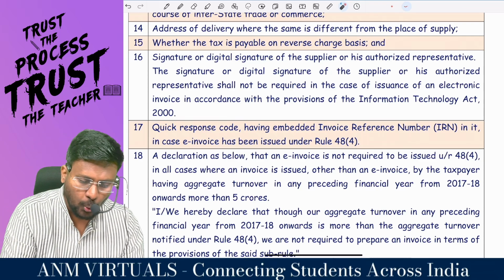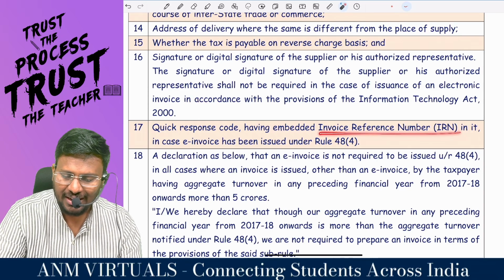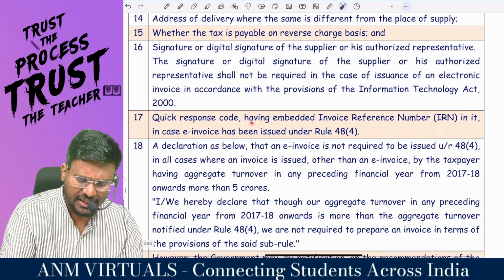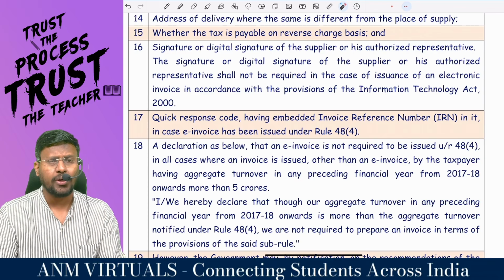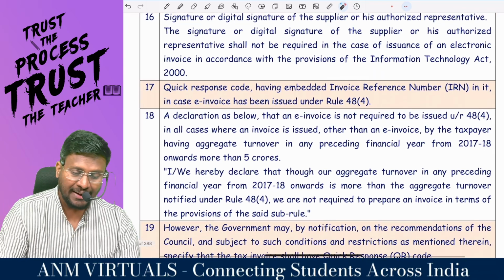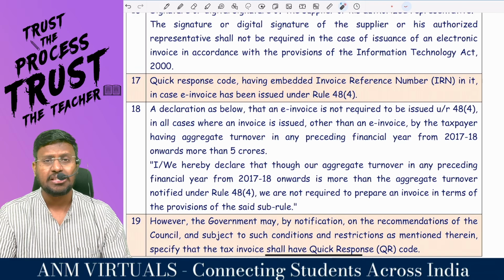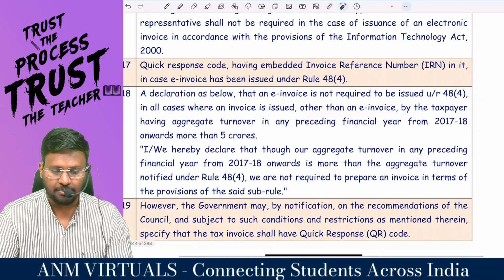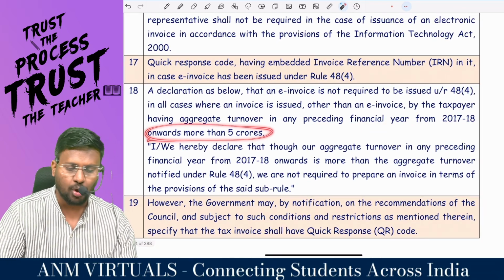Signature. Then QR code, called a quick response code, having embedded IRN, invoice reference number, in case an e-invoice has been issued under Rule 48 sub-rule 4. If you are issuing not a manual invoice but e-invoices, you should have the QR code. Declaration as below: e-invoice is not required to be issued under Rule 48 sub-rule 4 in all cases where an invoice other than an e-invoice is issued by a taxpayer having aggregate turnover in the preceding financial year from 17-18 onwards of more than how many crore.